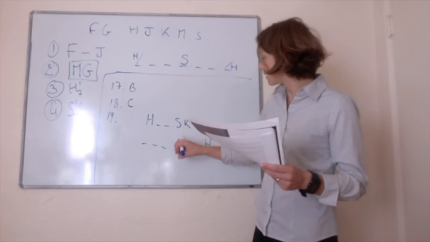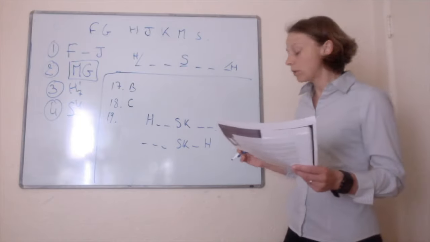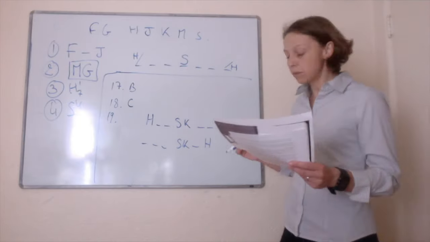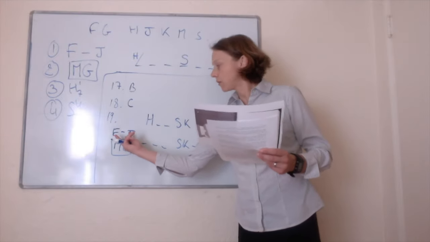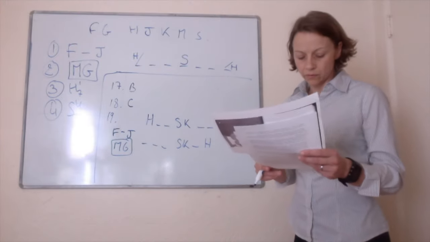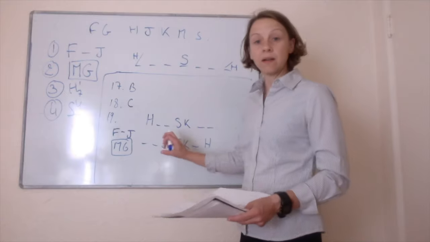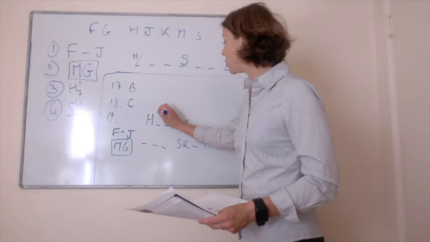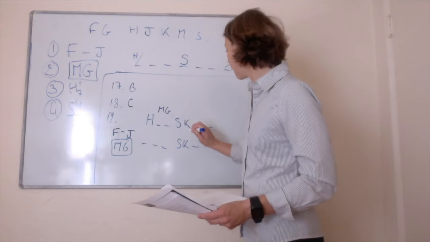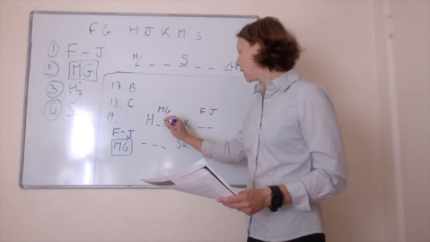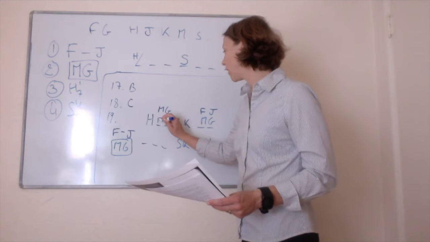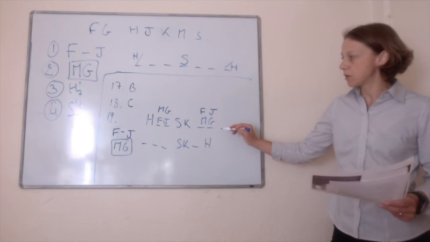Alright, so K is on 5, S is on 4. So what happens now? Well, we know that we have MG and FJ, right? Those are the two rules that we need to apply here. So MG needs to be together, FJ needs to be in this order. So what are the options here? Well, in this case MG is either here or there, right? If MG is here, then you have FJ here. If MG is here, then you need to have FJ here. So those are the options for this option.